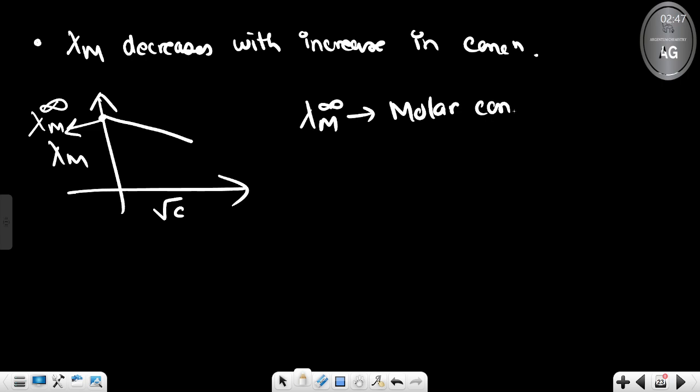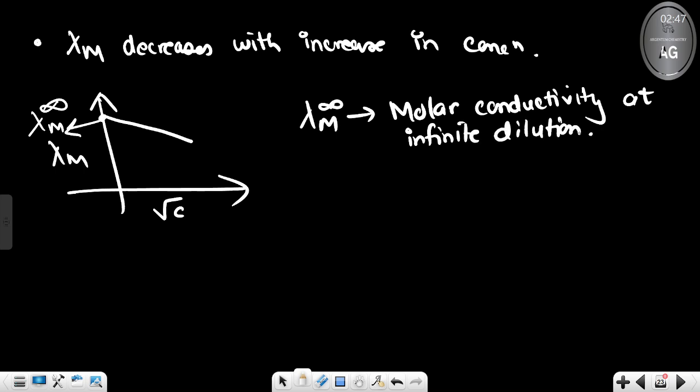It is molar conductivity at infinite dilution, where root C becomes 0. Where root C becomes 0, C tends to 0. Clear? C tends to 0, root C tends to 0. Done. So molar conductivity at infinite dilution.